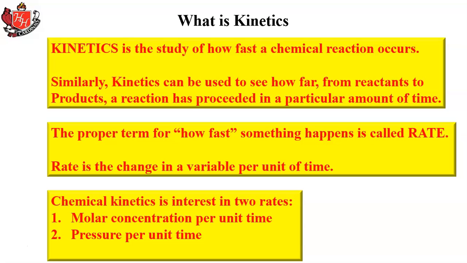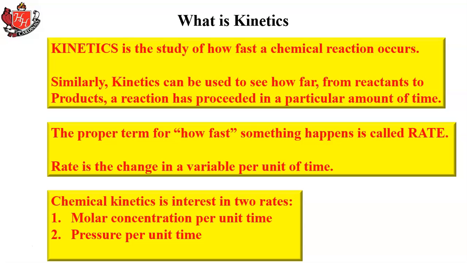In physics, you may have remembered doing distance versus time graphs. And the slope of a distance time graph gives you velocity. Velocity is how fast you're running. It's how much distance you're covering in a certain amount of time. So that's a rate. In chemistry, what we're interested in is two rates in particular.